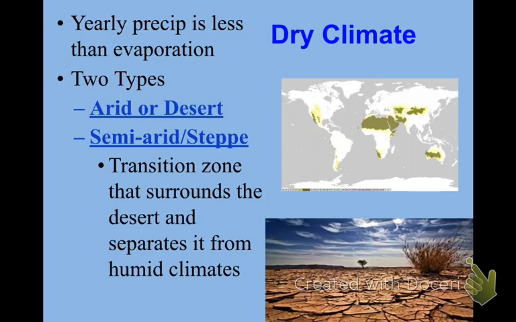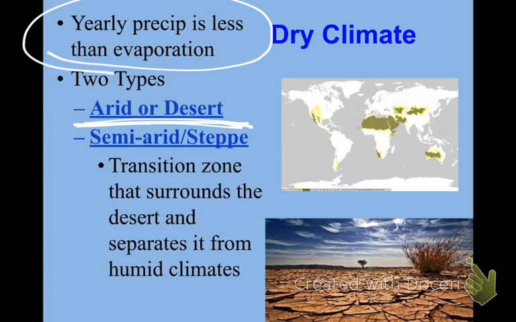Dry climates. Dry climates are also known as an arid region or a desert region. So arid and desert are the same thing. And if it's a dry climate, that means that the precipitation is less than the evaporation. So you are having more water evaporate and leave the environment rather than water coming down into the environment.